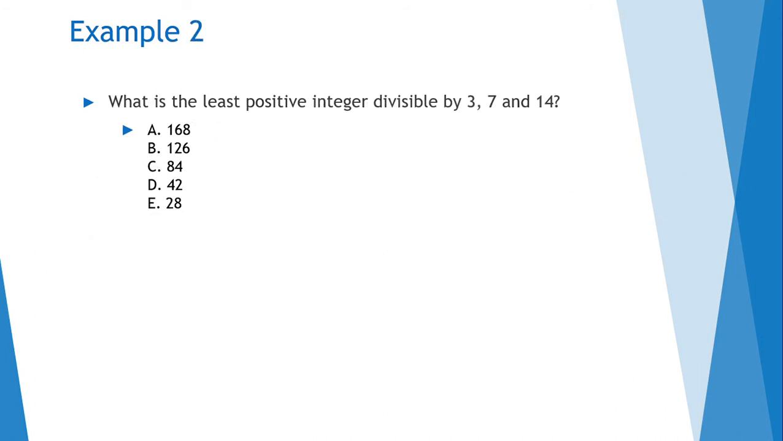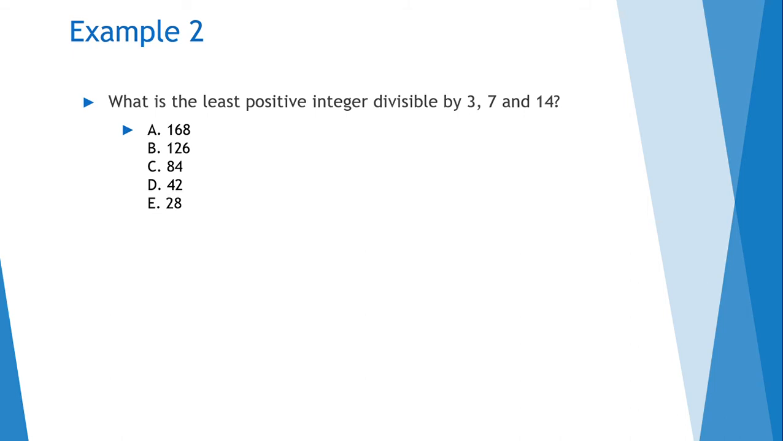Okay, our next example is: what is the least positive integer divisible by 3, 7, and 14? With these multiple choice questions, they're actually very easy with LCM and GCF, because what you can do is essentially a condensed form of trial and error, and it's much faster than actually trying to figure out the least possible integer by multiplying things out and doing factor trees and such.